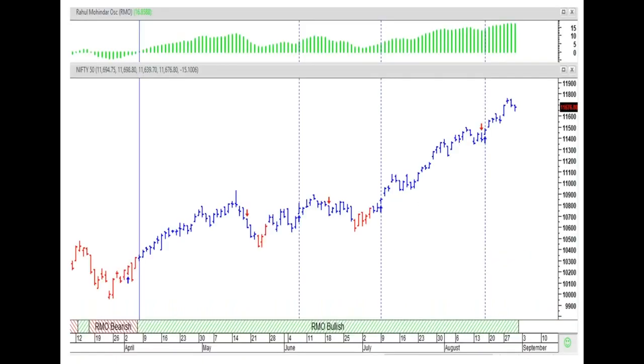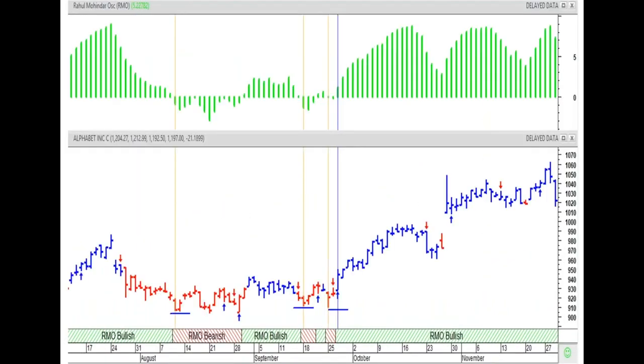Now, let's take you to a daily chart on the same stock. So I'm just magnifying an area of August, September, October in Google. And the idea of magnifying it is to give you some more specifics. Why do I say buy above the high or sell below the low? This is very relevant. So notice over here, the RMO is a sell.